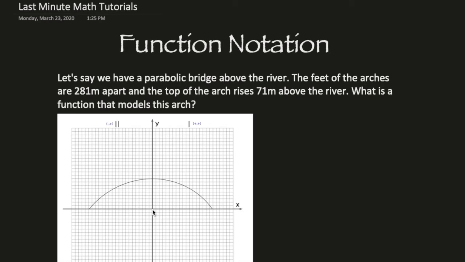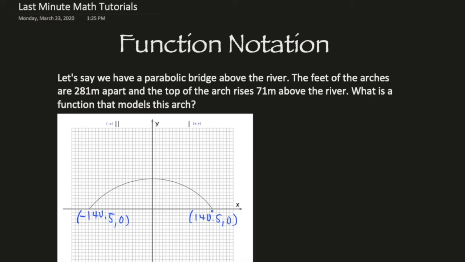This means that one of the feet will be at negative 140.5 and 0, and the other will be at 140.5 and 0. This is because the feet of the arches are 281 meters apart, so if they're exactly the same distance from the origin, their placement would be 281 divided by 2, and then we would have one on the negative side and one on the positive side. Also, they're on the x-axis, meaning the y value would always be 0.